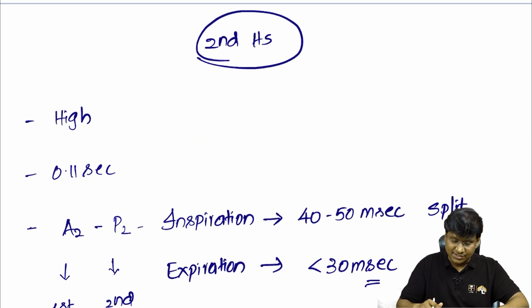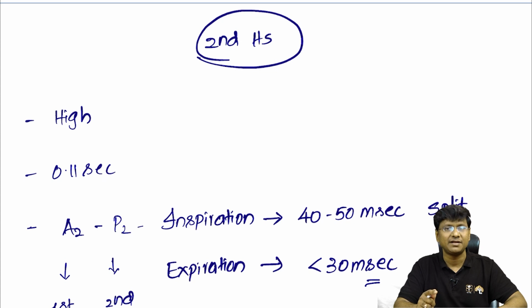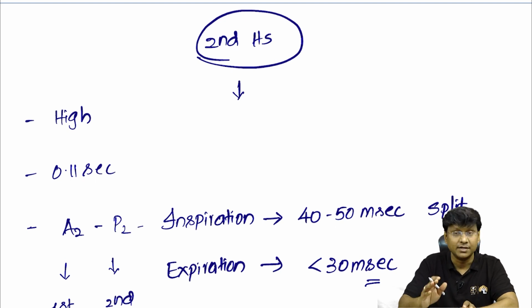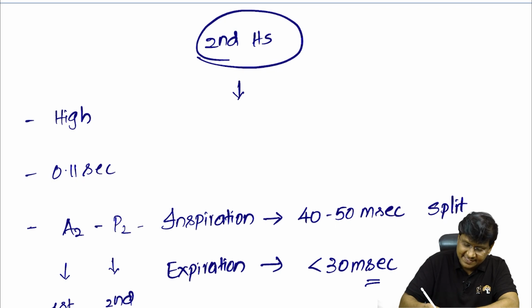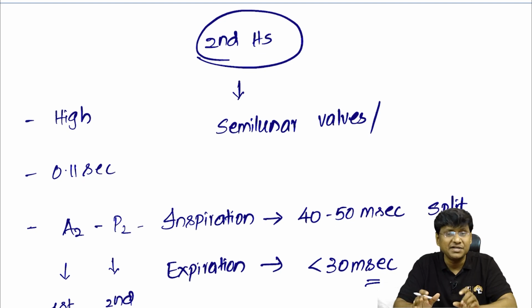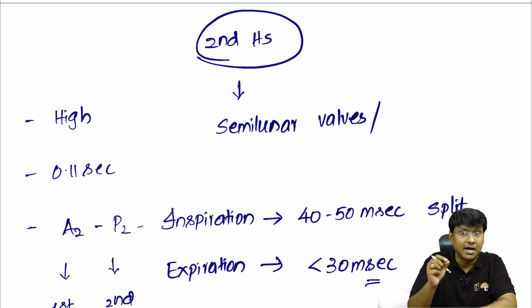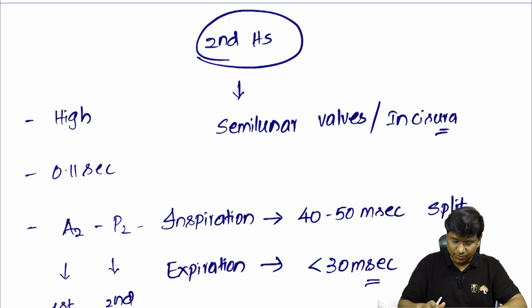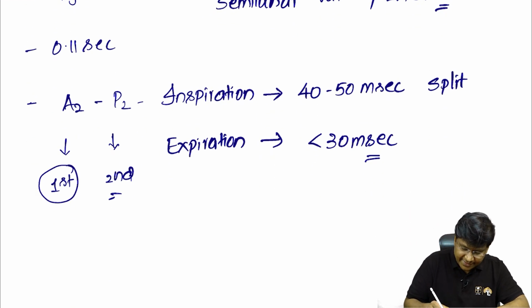And this second heart sound, as I have already said, is heard during the isovolumetric relaxation phase, and it represents the closure of the semilunar valves, right? And these semilunar valves include the aortic valve and the pulmonary valve, right? And in the pressure graph, it represents the dicrotic notch or incisura. So first you hear A2 and then you hear P2.